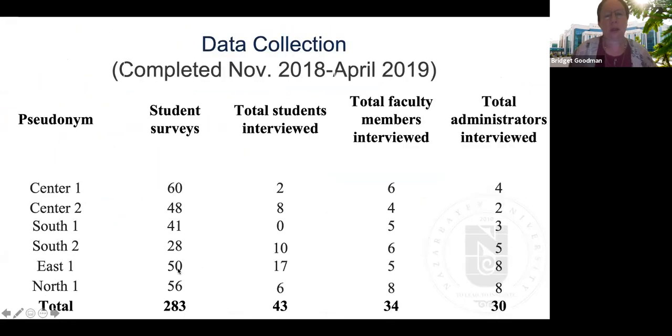And overall, again, this was all conducted between November of 2018 and April of 2019. So over, wow, almost 2 years ago, 1.5 to 2 years ago. So across the 6 sites, we collected almost 300 student surveys. We interviewed 43 students. We interviewed 34 faculty members and 30 administrators. And again, for the focus groups, I would say we had anywhere between 4 and 10 students or 4 and 10 faculty members in a group. Any more than 10 is really too much. 6 to 8 is the ideal number for a focus group because you want people to agree or disagree with each other within the group, and you want people to feel safe talking to each other in the group so that you get richer data.